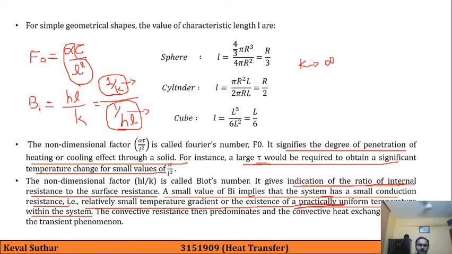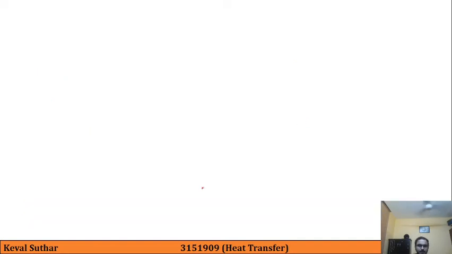So if K tends to infinity, this numerator will be very less, and in such case the convective resistance predominates and convective heat exchange controls the transient phenomena. This is all related to our lump parameter analysis.